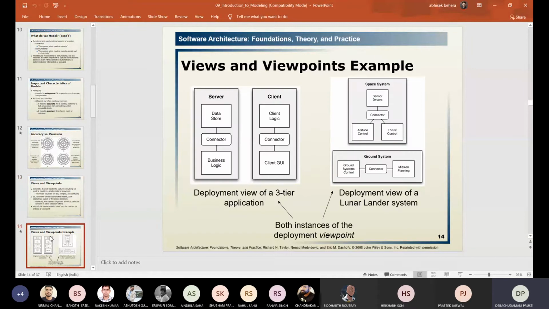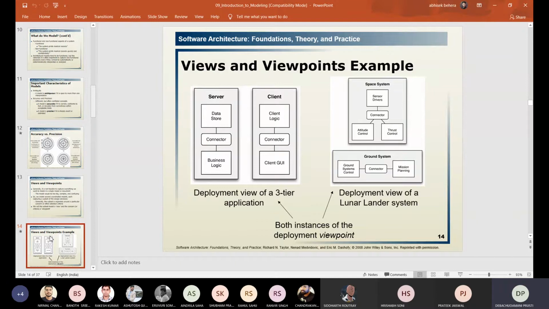See, here in the figure you can check the view and viewpoints. The first figure is the deployment view of a 3-tier application, and the second one is the deployment view of a lunar lander system. Now, the server has the data store, connector and business logic, and the client has the client logic, connector, and the client GUI.